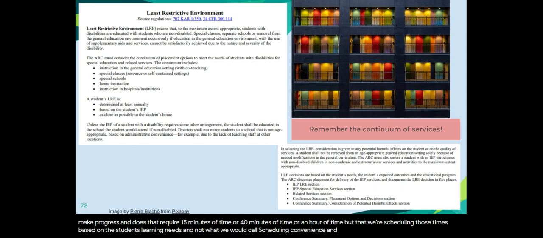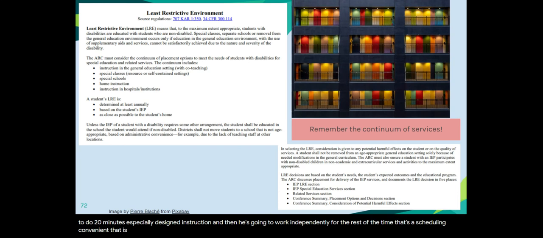In other words, our school is set up in 2-hour blocks. And so I am going to schedule John for a 2-hour block during second period, because that's convenient for us. And that way he's in there the whole time because Mrs. Smith doesn't like him to pop in and out of English class. So I'm just going to keep him in my class. I'm going to do 20 minutes of specially designed instruction, and then he's going to work independently for the rest of the time. That's a scheduling convenience that is not a least restrictive environment for that student.